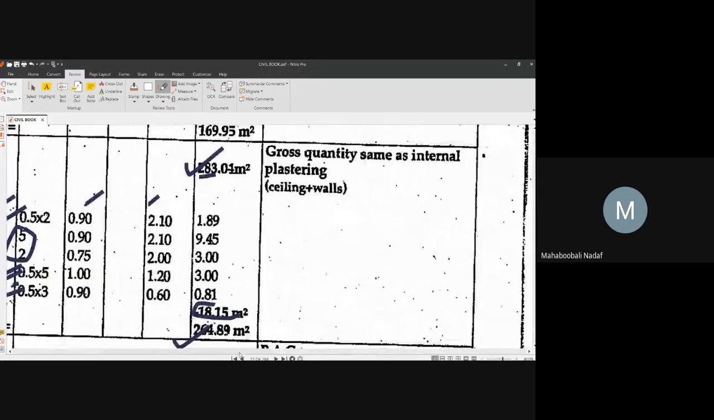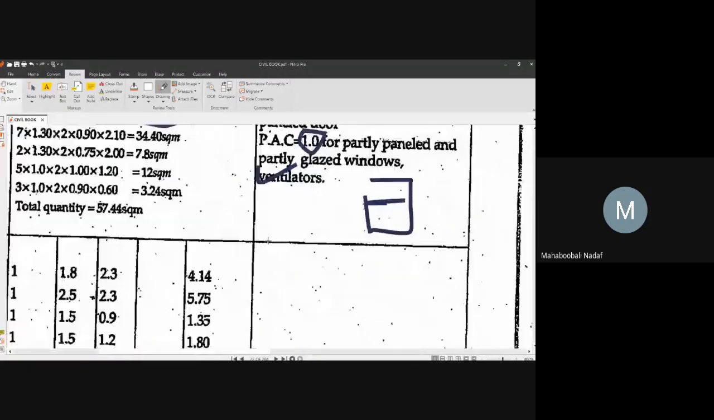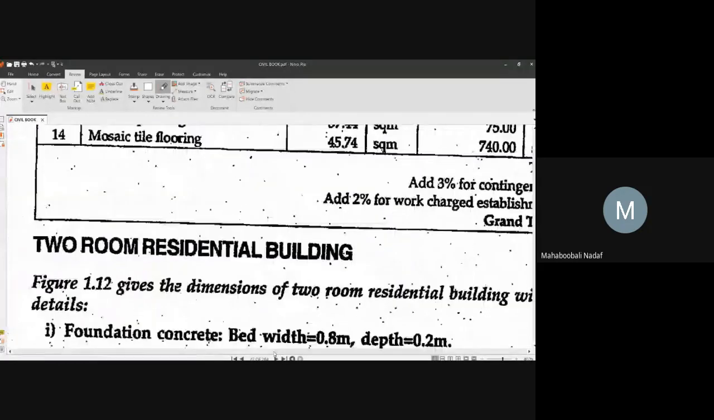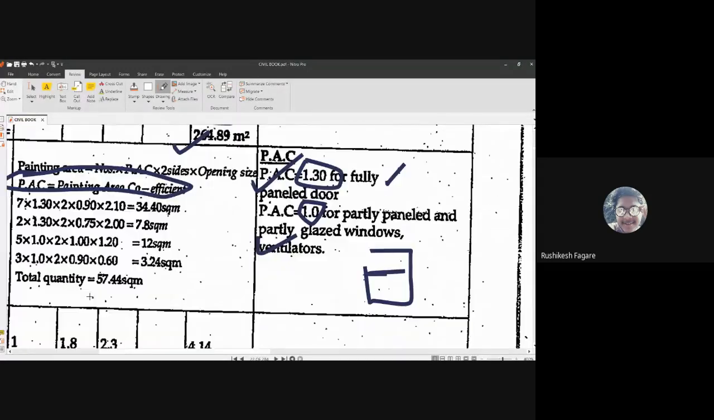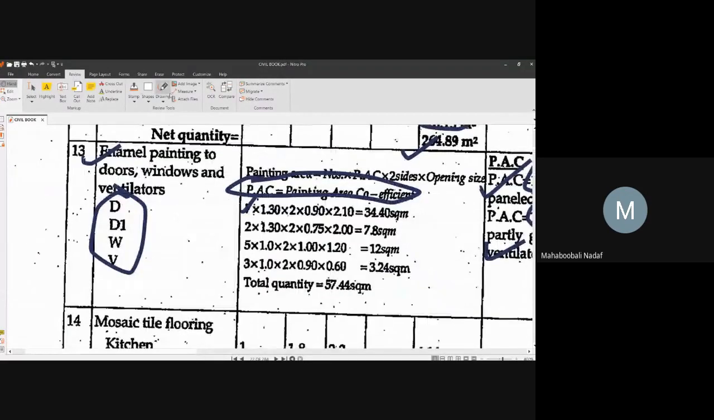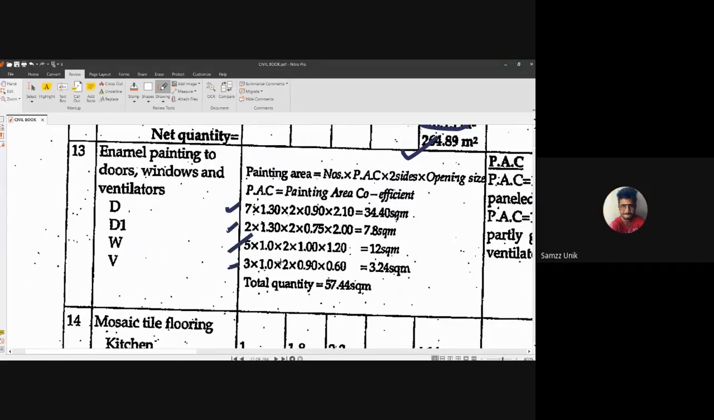Those things they have written here. These are the doors. How many doors are there? D is 7, D1 is 2, W is 5, V is 3. For windows and ventilators, because they are glazed or sashed, the painting area coefficient is 1. But for doors D and D1, because they are paneled, the coefficient is 1.3.